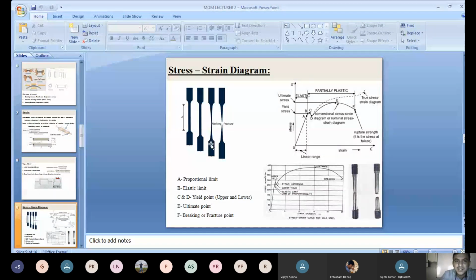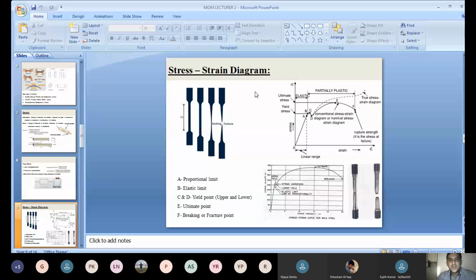Now we understood what stress is and what strain is. Now we'll go for the stress strain diagram. This is a very important topic. From an exam point of view, you can remember this one because most of the questions appear for 4 marks, 6 marks: draw a stress strain diagram for some particular material.